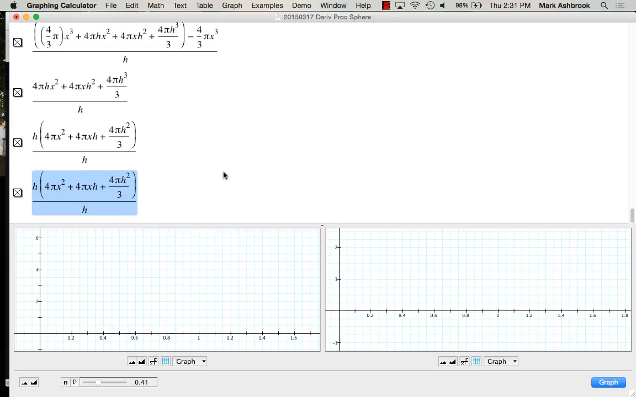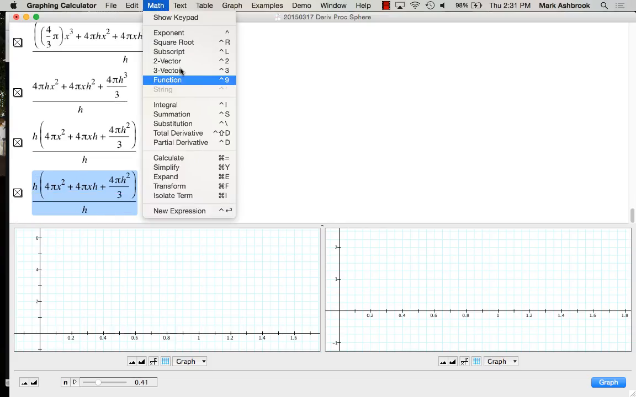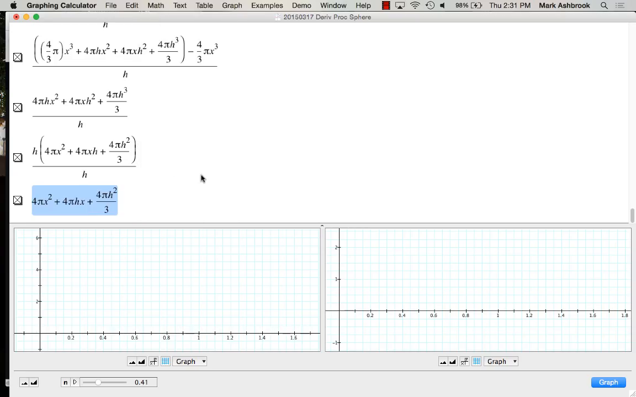So if I take the whole expression now and do simplify, now I've got an expression that I can't really simplify any more. So 4 pi x squared plus 4 pi hx plus 4 pi h squared over 3. What is that? What does that mean?